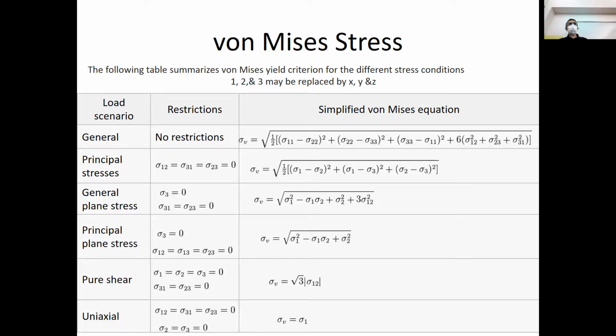And you will see that the von Mises stress will be the same as the axial stress or the principal stress. So this proves the concept that these failure theories are meant to bridge the gap from this simple case to this complicated case. Okay.